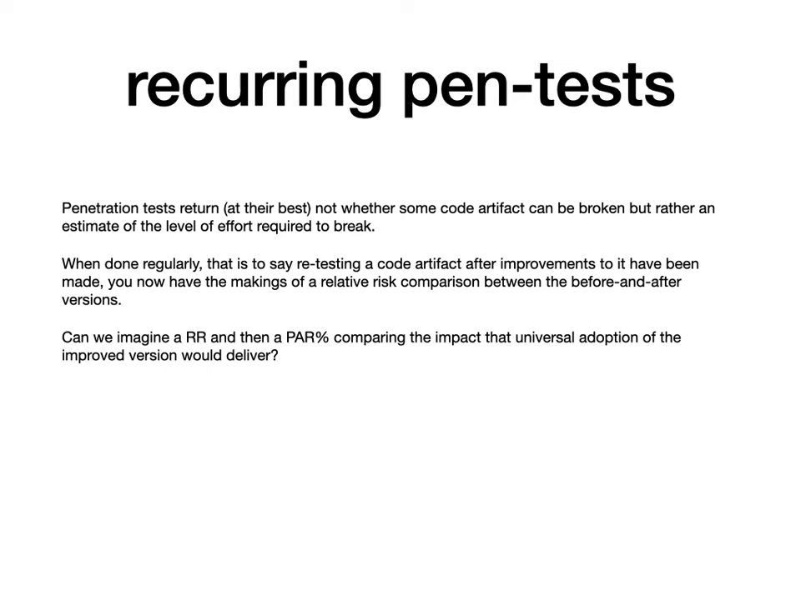So trying to gauge what a pen test tells you against what your threat model is, where smart people go. Suppose a pen test is done regularly. That is to say, retesting some code base, some code artifact, after improvements to it have been made. Now you have the makings of a relative risk comparison between the before and after versions.